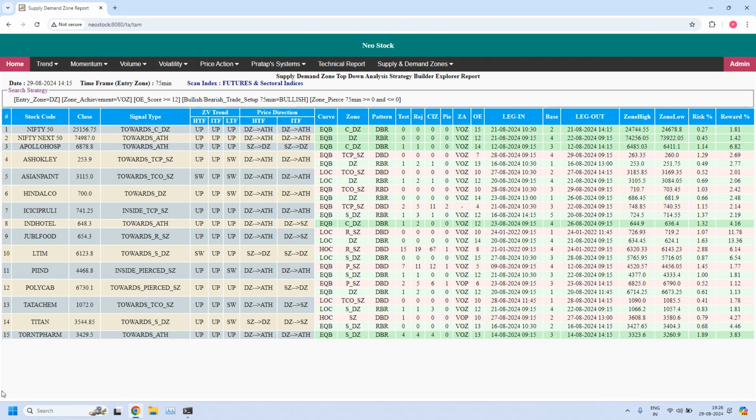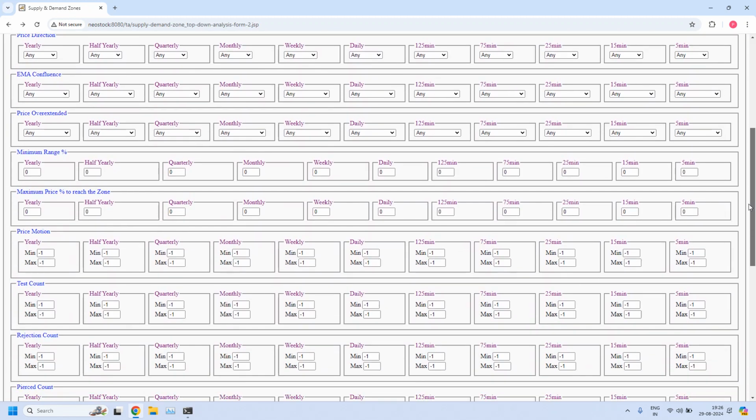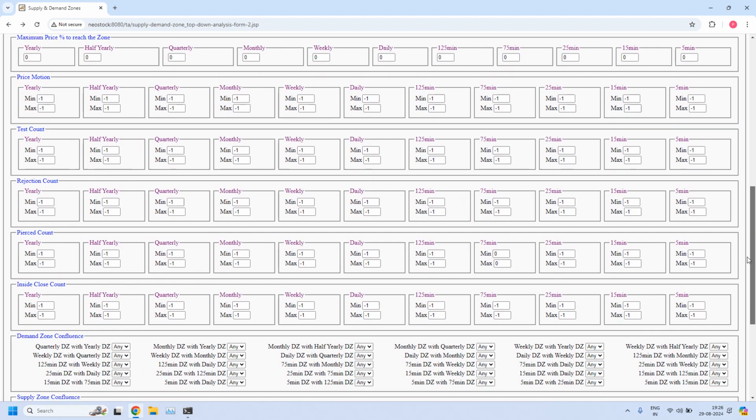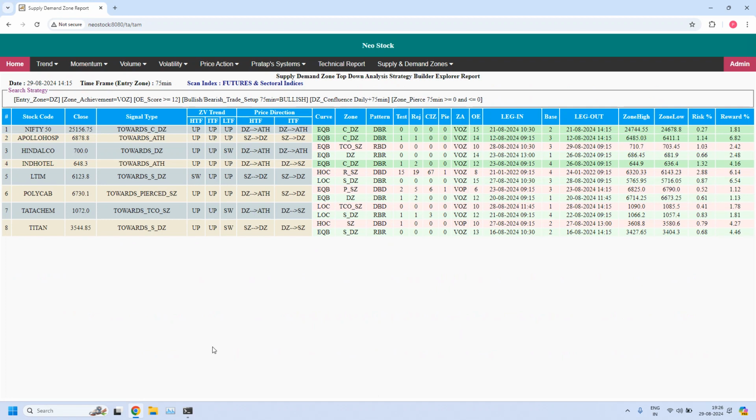Now let's verify out of these 15 how many stocks are having zone confluence with ITF time frame. For 75 minutes entry, ITF is a daily. So let's look for 75 minutes demand zone confluence with daily demand zone confluence. So here we have 75 with the daily confluence. I enabled this option. Now let's filter. Now from the 15 stocks, the list is reduced to 8. All these 8 stocks are currently supporting bullish trade setup for weekly income trade. That is entry time frame is 75 minutes.